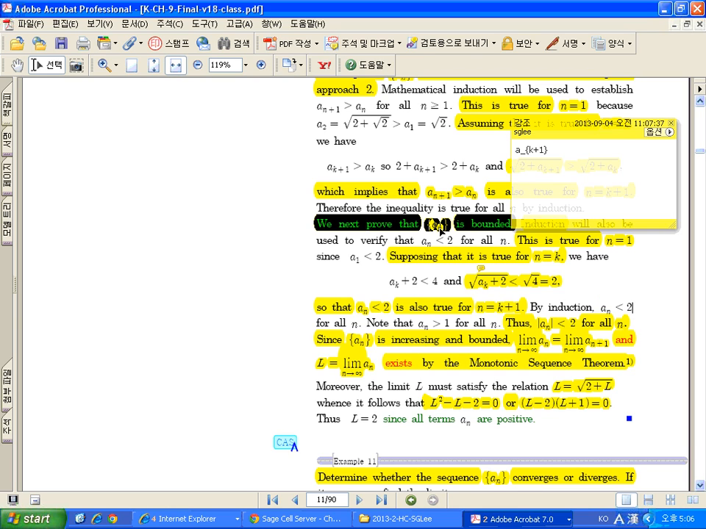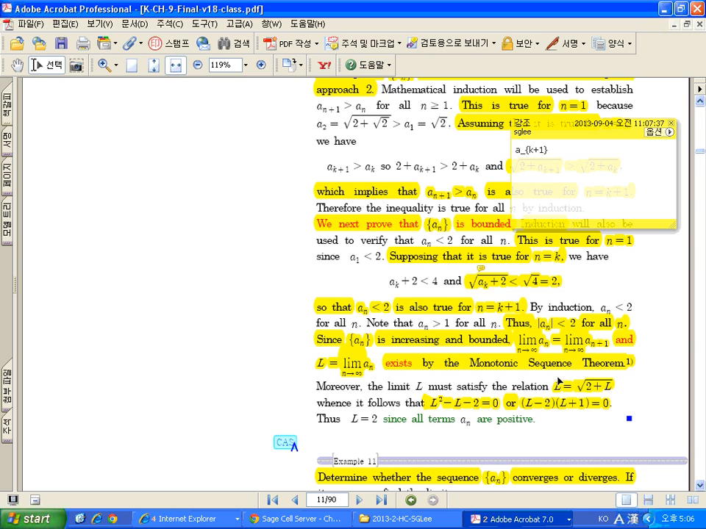So this sequence is monotone and bounded. So by the monotone sequence theorem, it converges. That's what it says. If it converges, then there exists a limit L. And L should be the same as the square root of 2 plus L, because this is the nth term, this is the (n+1)th term. So the limit should be the same.